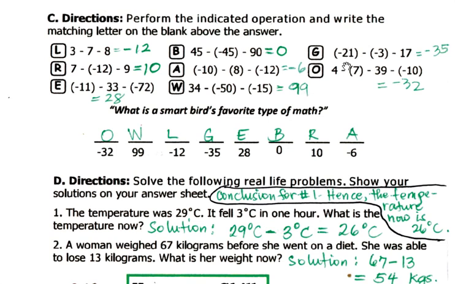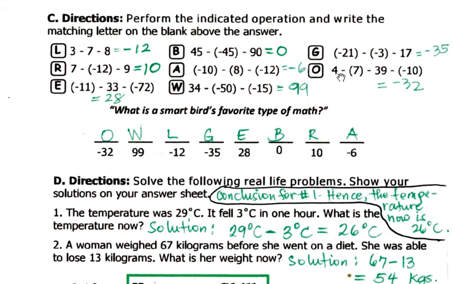Next, for letter G, negative 21 plus 3, that becomes negative 18. Then, minus 17, or simply negative 18 plus negative 17. So 18 plus 17 is 35, and we copy the common sign, negative. So the answer is negative 35.